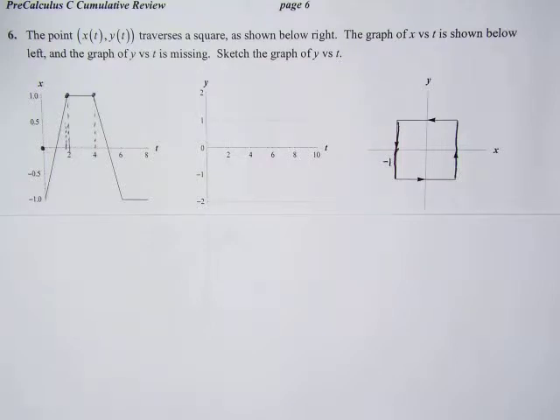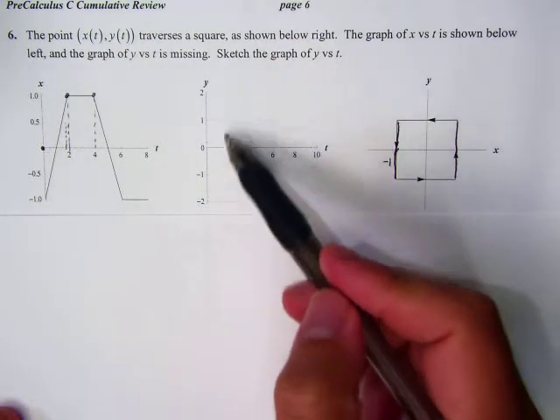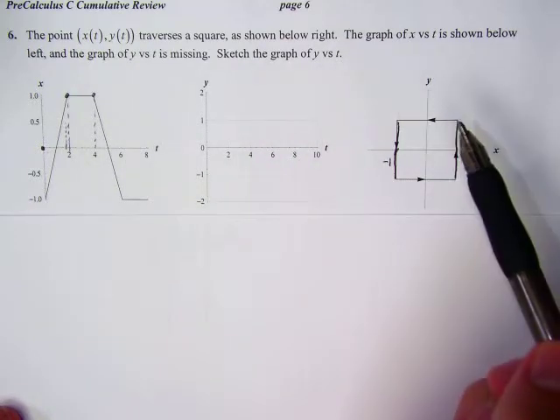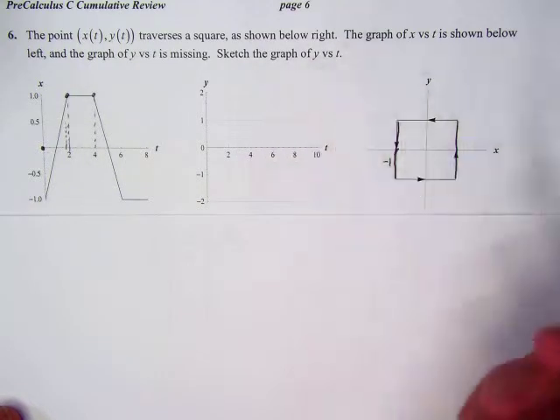Welcome back to Pre-Calc Cumulative Review, question 6. Similar to question 5, it's another parametric relationship, no equations. This time we're missing the relationship between y and t. They give us the relationship between x and t and y and x, and we've got to find this middle relationship.